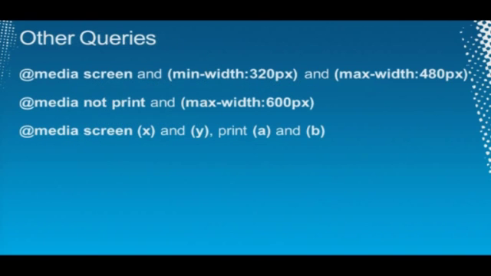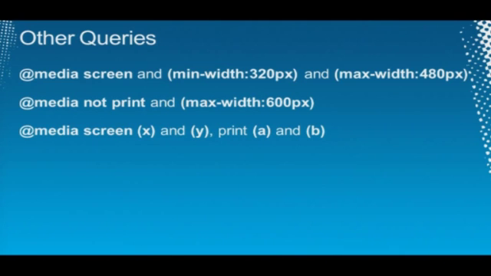to make it smaller. Now, what's nice is we can do a variety of queries. So we can combine queries. So I can say, hey, is the width of the device between 320 pixels and 480 pixels? Then I want to go ahead and do something. I can also use not semantics. So I can say, well, if it's not print and the maximum width is 600 pixels, go ahead and style whatever. And then we can get really interesting where we can say, well, the media type is screen X and Y, and then print A and B.